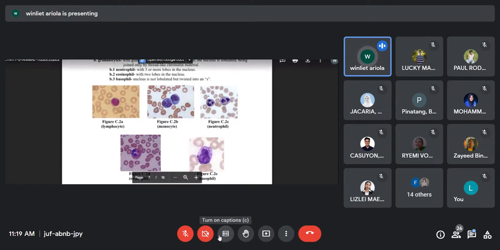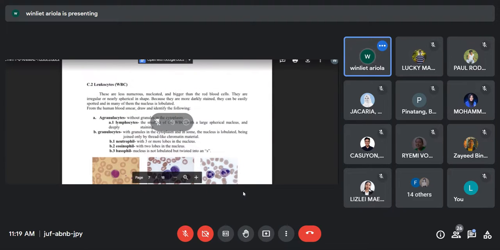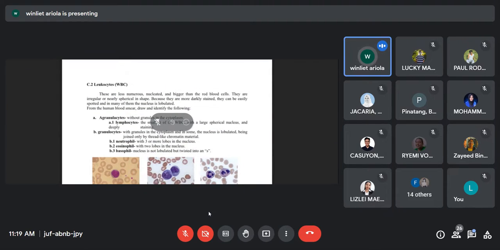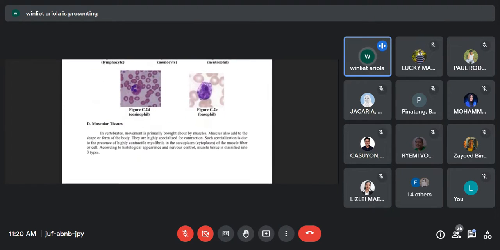Okay, so ito, lymphocyte, monocyte, neutrophil. So what are these? These are part of the white blood cells or leukocytes. So ito yung mga other terms for red blood cells, other terms for white blood cells. So dapat alam nyo rin yan.